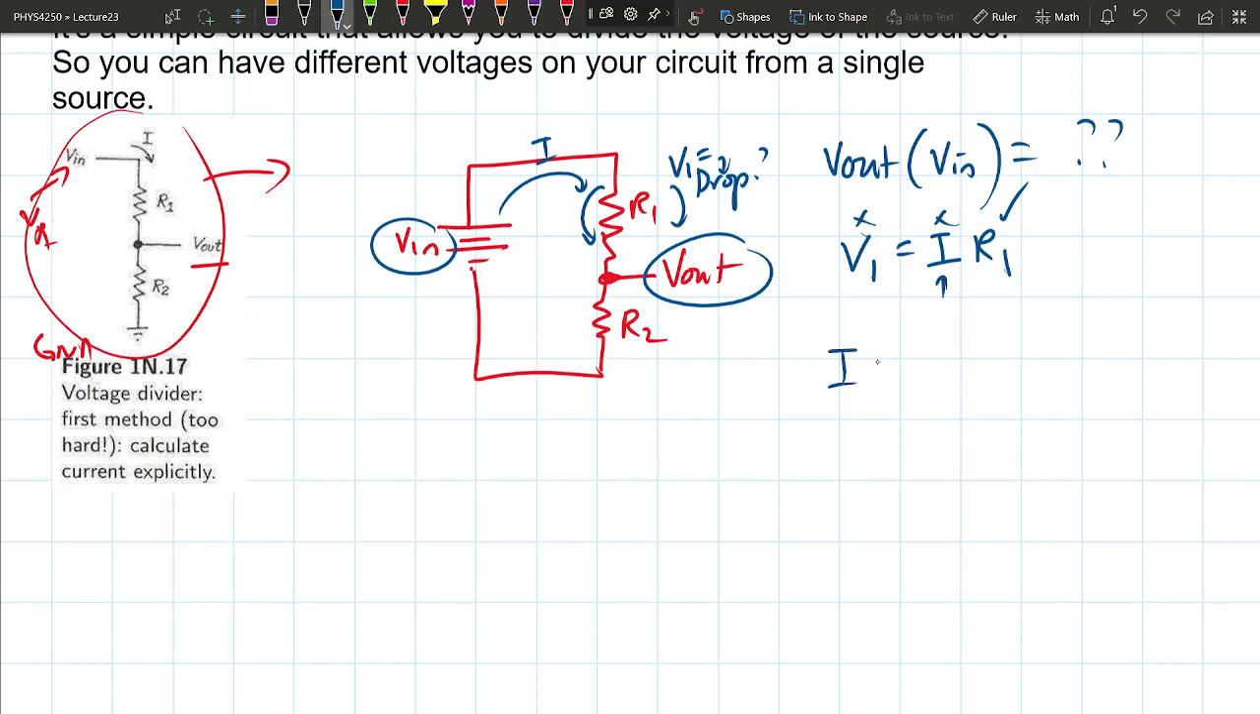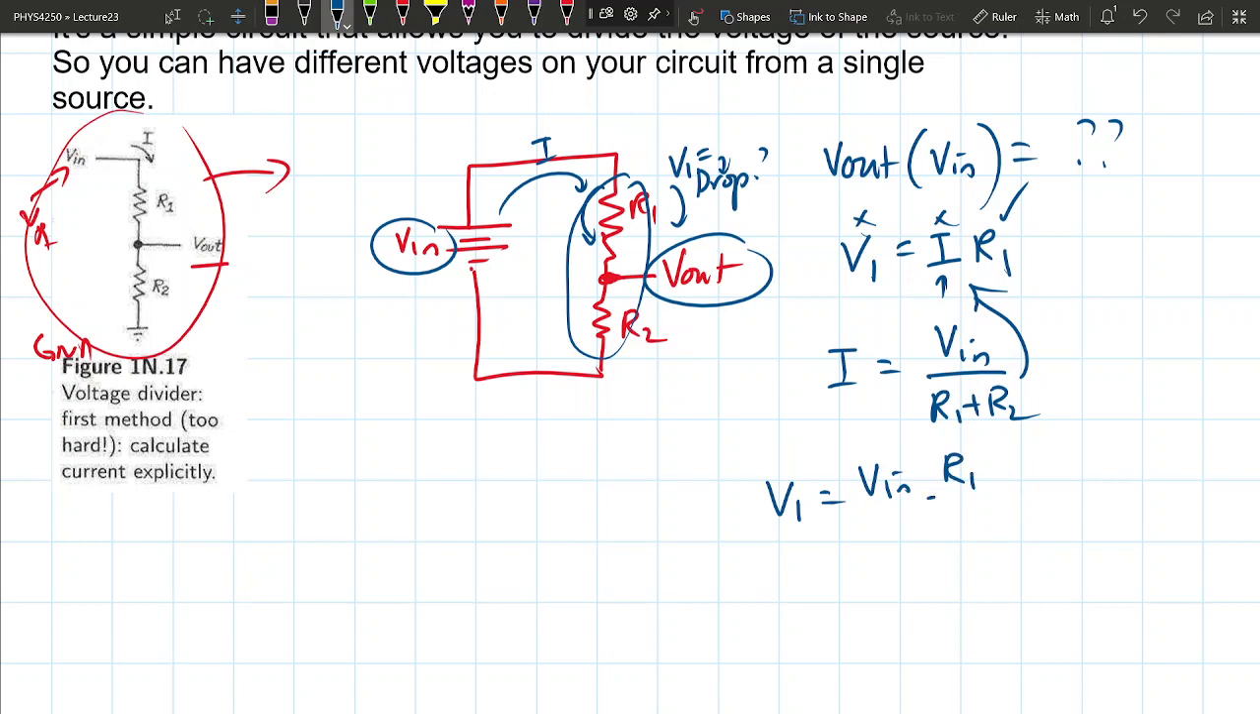To figure out what the current is, it's basically going to be whatever Vin is, but Vin has to push through both resistors instead of one. Since these resistors are in series, it's R1 plus R2. That's what the current is. So now I plug it back into here. V1 is actually going to be Vin times R1 over R1 plus R2. But that's not the answer. That's the voltage drop from here to here. It's not the voltage Vout. Vout is equal to Vin minus V1. Am I going around in a circle? It's a very simple circuit, but it's also very confusing at the same time.